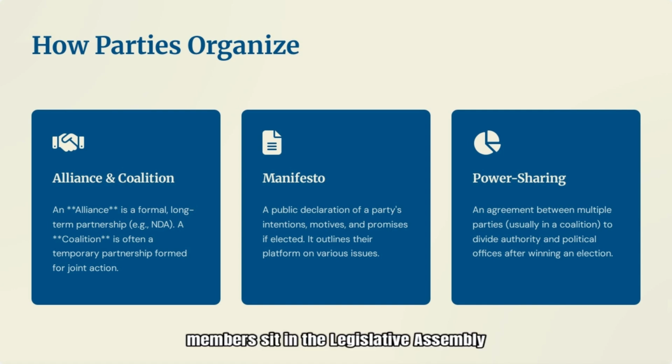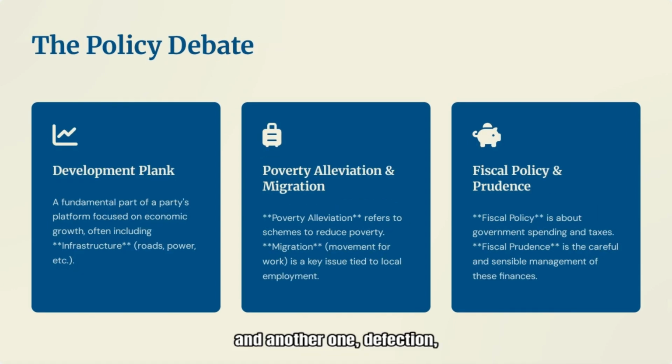Once elected, members sit in the Legislative Assembly or in Vidhan Sabha. If multiple parties win, they must negotiate power sharing. They agree to share authority and office. Two dramatic terms: one, defiance, open resistance, like a smaller party refusing to withdraw its candidate, and another one, defection, abandoning your party. Campaign issues are often focused on infrastructure, migration, and preventing chronic poverty.